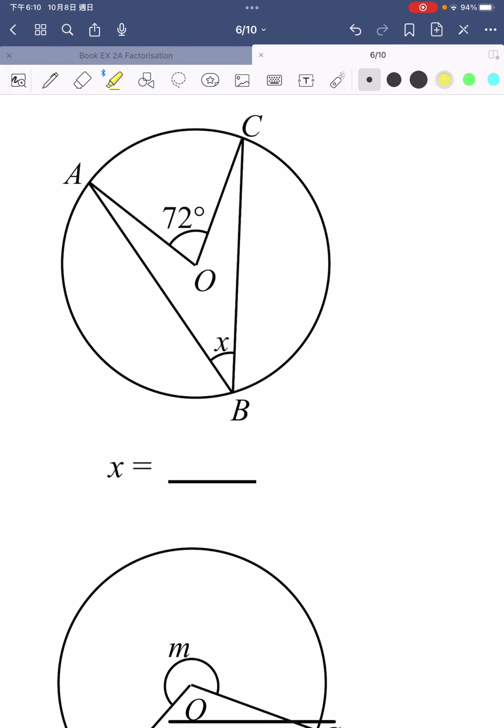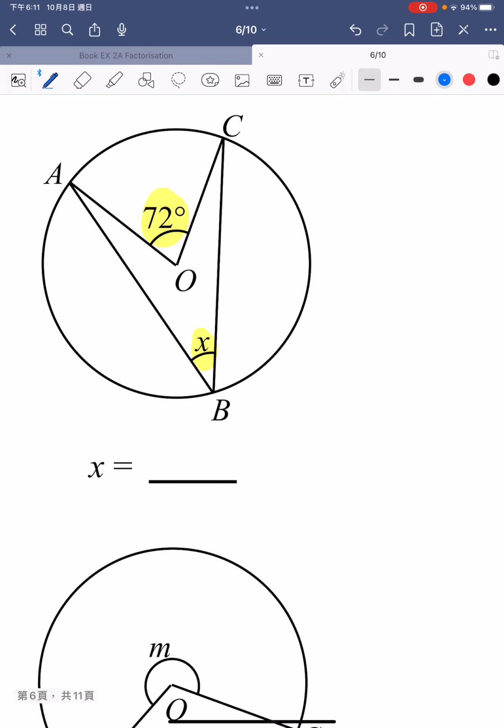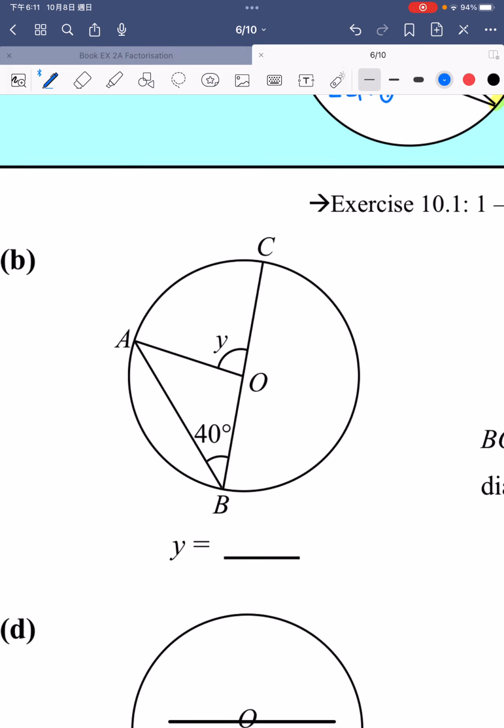Now we have this 72 together with this x. 72 is the angle at the center, and x is the angle at the circumference. Just using our theorem directly, the angle at the center, which is 72 degrees, is twice the angle at the circumference, which is x. Then x is equal to 72 divided by 2, so x is equal to 36 degrees.